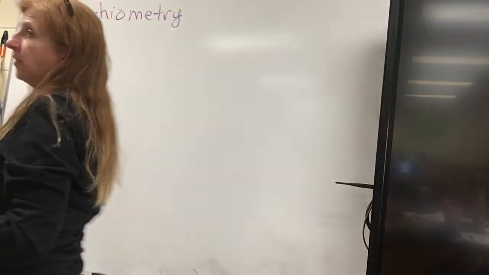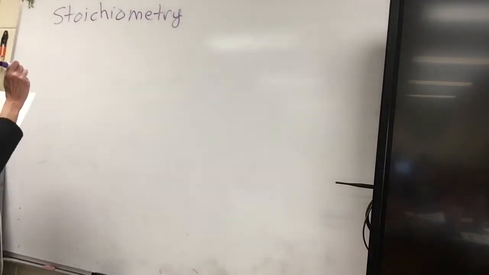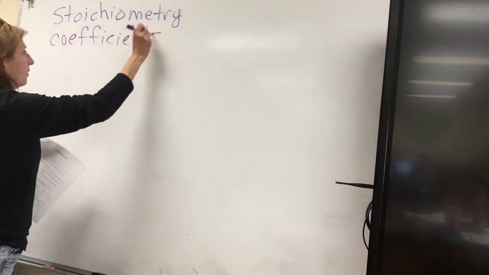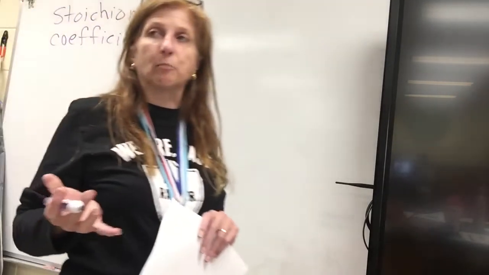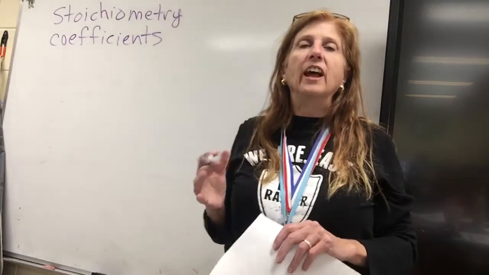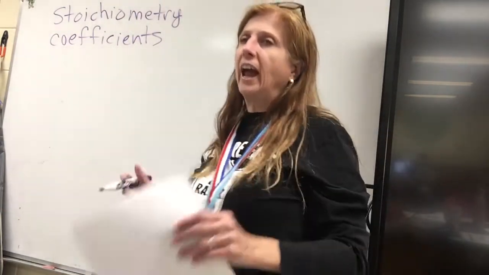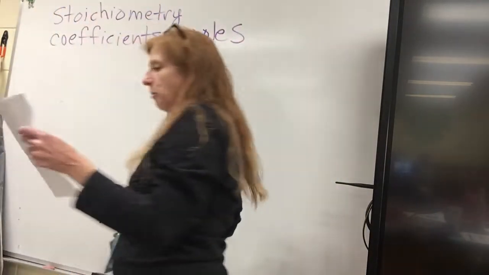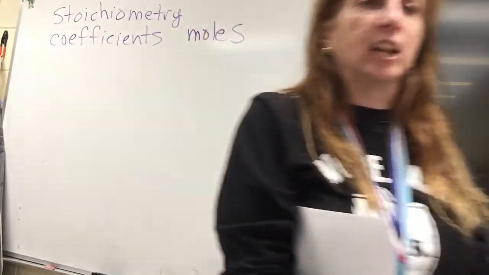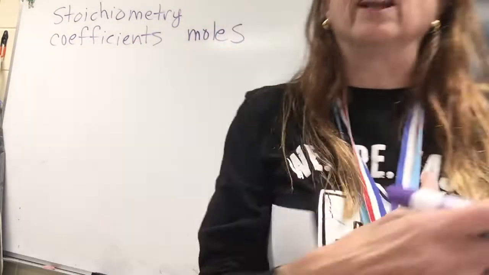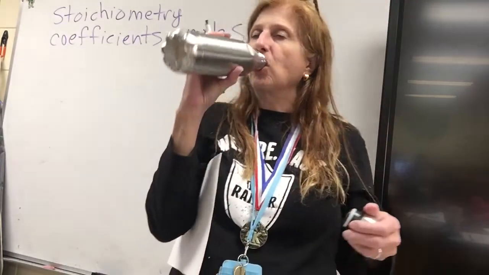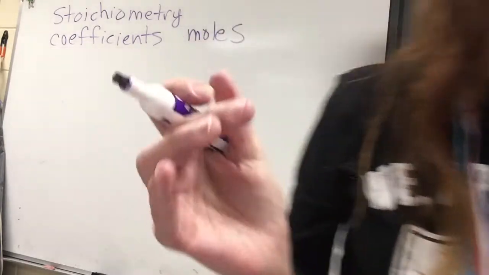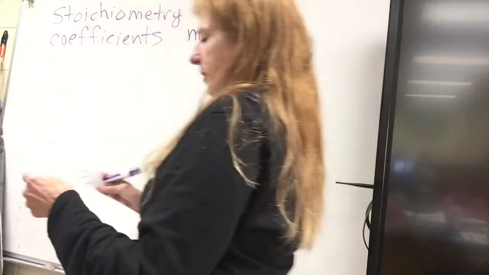And the part that tells us how much is the coefficients. First we had to do the last chapter where we learned how to balance equations. Now we're going to take those balanced equations, and that's going to tell us the number of moles. So the third blank is moles. The coefficients is the number of moles, and the moles are going to tell us how much. All right, next idea.